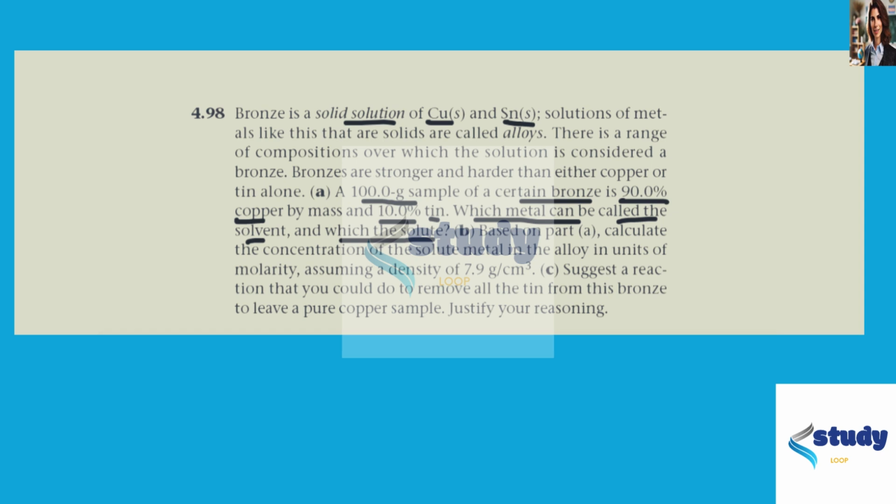So we know that in a solution, the solvent is the component which is present in the largest amount, and the solute is the one which is present in the smaller or smallest amount. Here our percentage of tin is 10%, which is the smallest. That means our solute here is tin, and copper being the largest portion, our solvent here is copper.